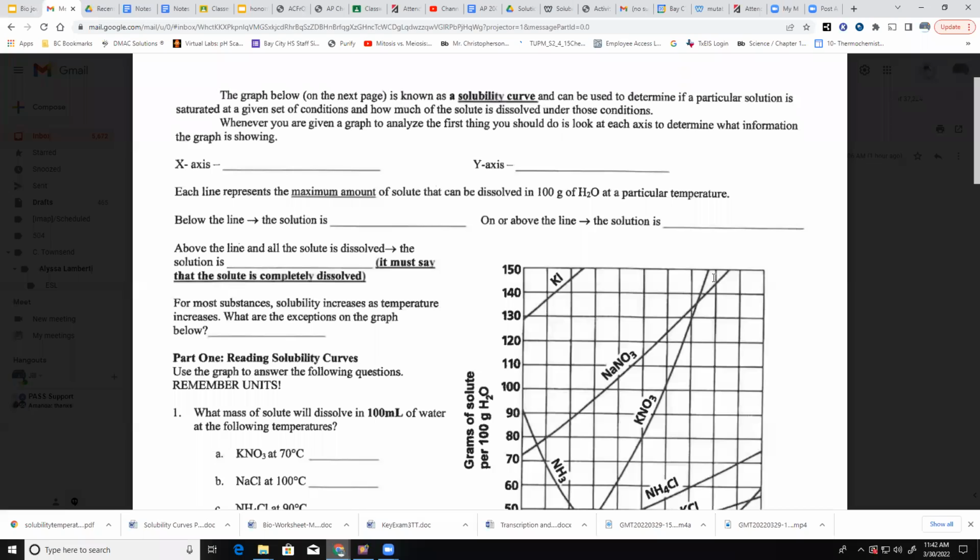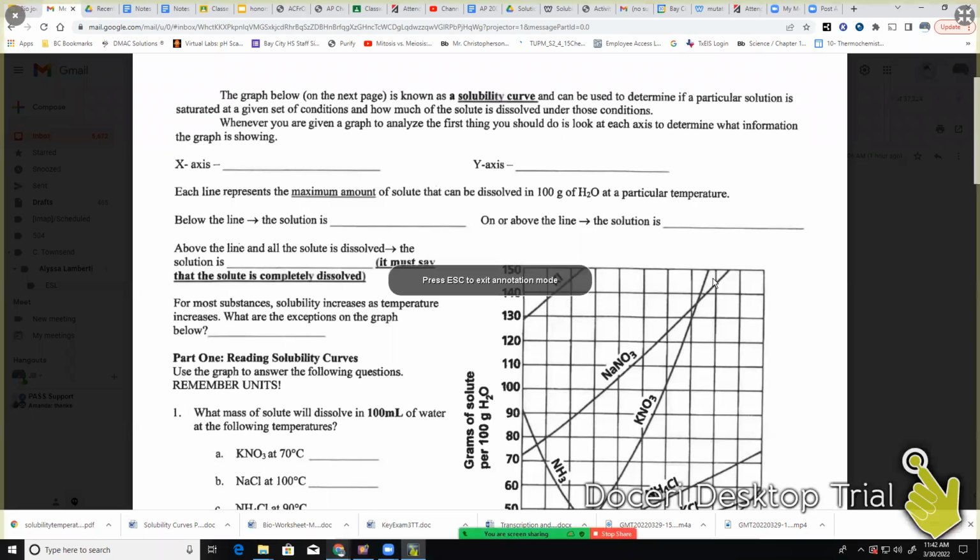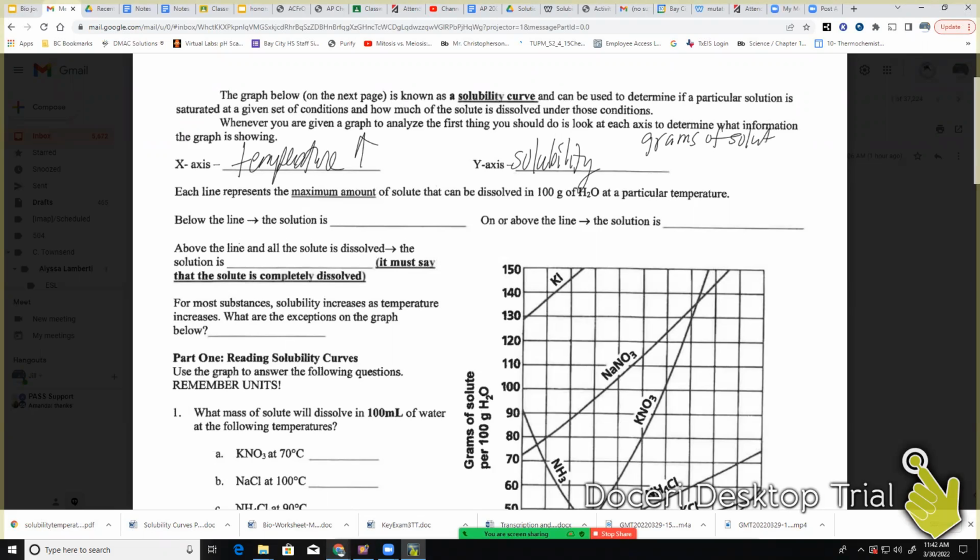So the x-axis is your temperature, and it is increasing. And on your y-axis, you have your solubility, which is going to be your grams of solute per grams or milliliters of solvent. And you know which one it is by looking on your x-axis.